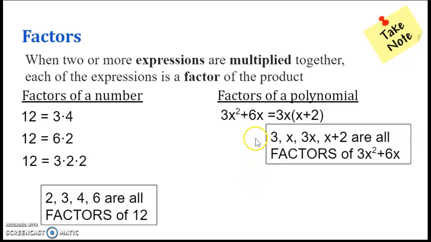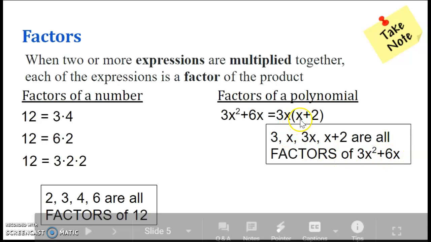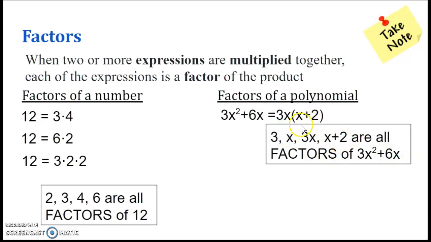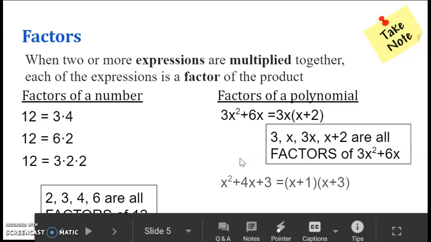So the factors of 3x squared plus 6x are x plus 2, that's a factor, and x is a factor, and 3 is a factor, and 3x is a factor too. They're all factors of 3x squared plus 6x. All right.